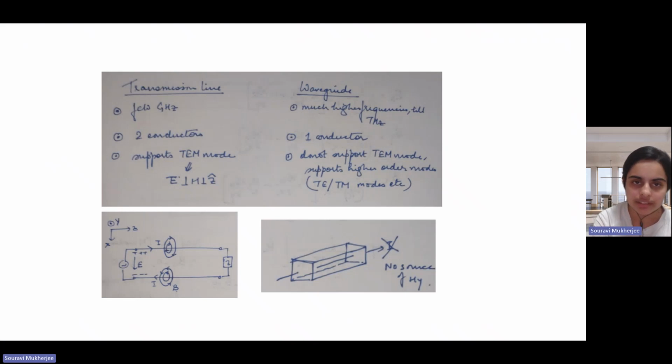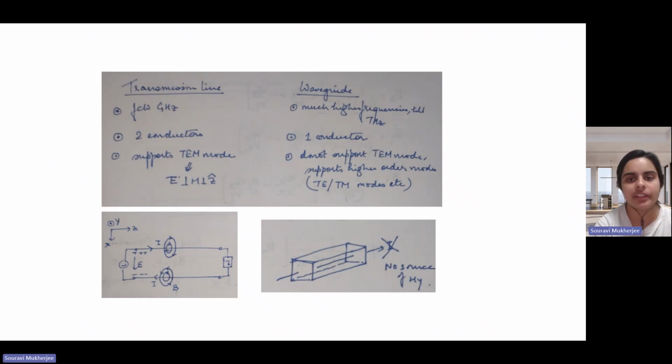As we had discussed previously, in transmission lines there are two conductors involved, and transmission lines can support TEM waves. What do you mean by TEM waves? It means transverse electromagnetic mode, right? If your propagation direction is, suppose, the Z direction, then the electric field and the magnetic field of your electromagnetic wave will be perpendicular to the direction of propagation. So that's what TEM mode means: E perpendicular to H, perpendicular to Z, considering Z is your propagation direction. So transmission lines support TEM mode.